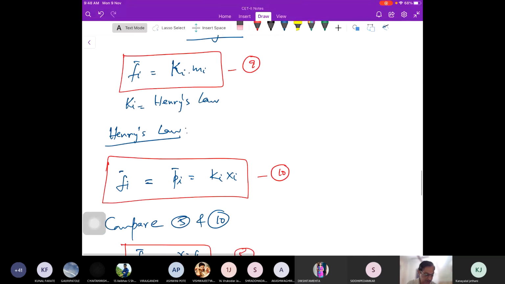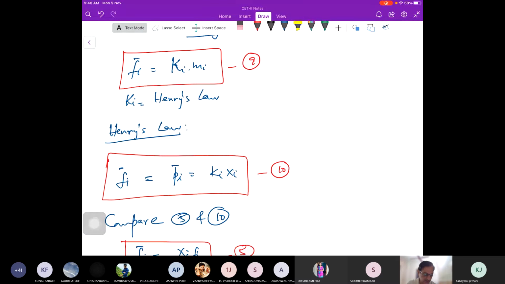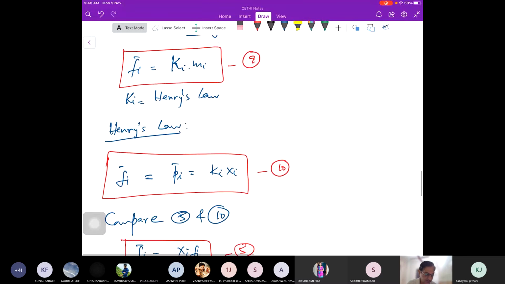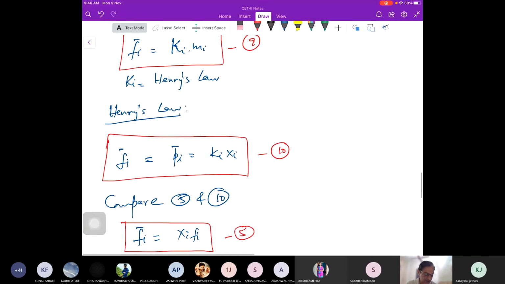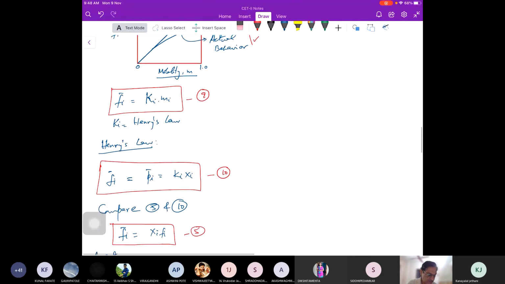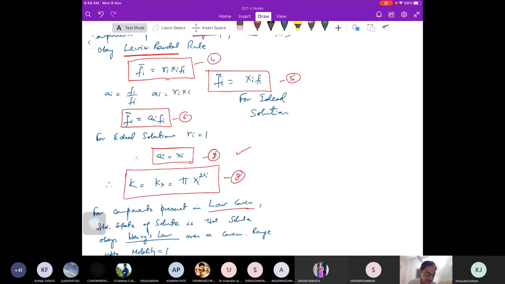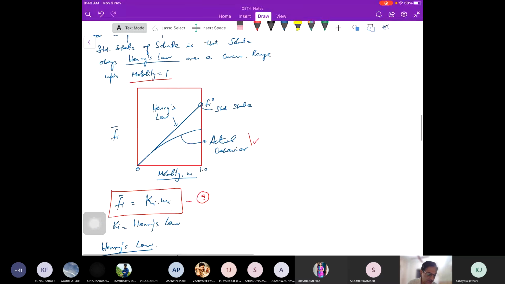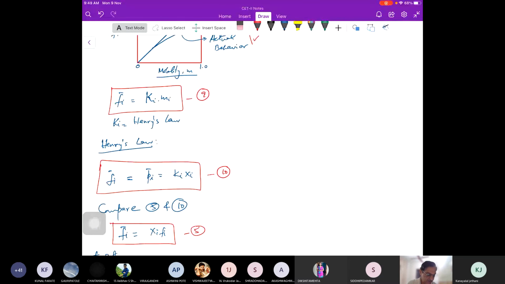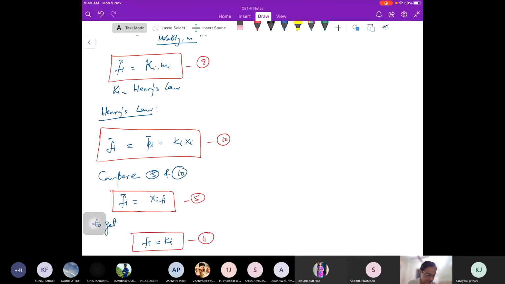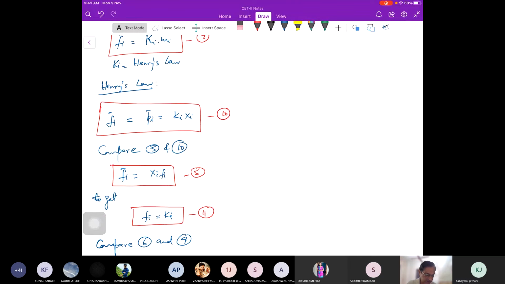In Henry's law constant, we have seen that Pi bar is equal to Ki into Xi. We compare these two equations, we get Fi bar is equal to Xi into Fi. 5 क्या था? Right. Fi bar is equal to Xi into Fi, and we have seen Fi bar is equal to Ki into Xi. Right. So we get Fi equal to Ki. That means for dilute solutions, we can take Fi as Henry's law constant.